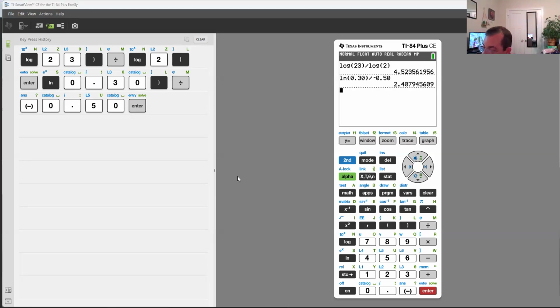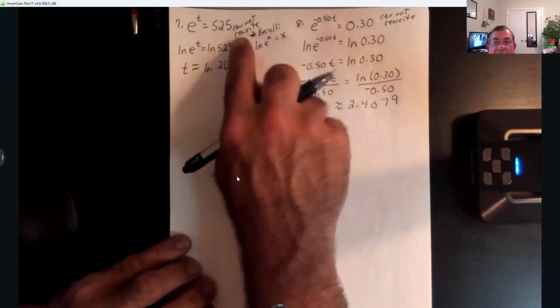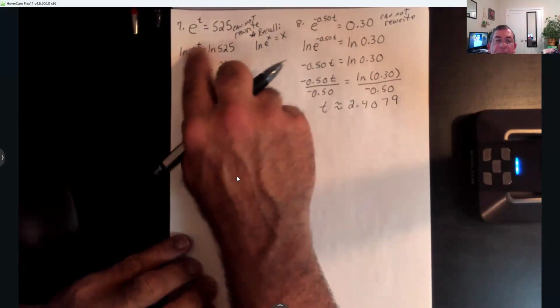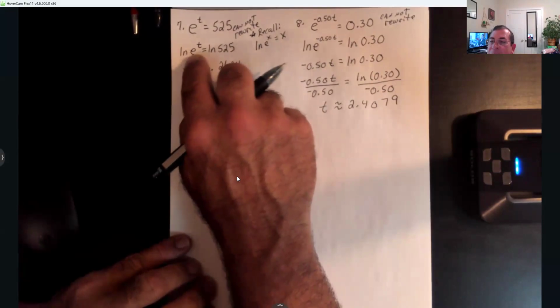Okay, y'all, so that's the trick on these problems when you got the e. Do the ln because it saves you a step of having to divide this side by that ln stuff, okay?